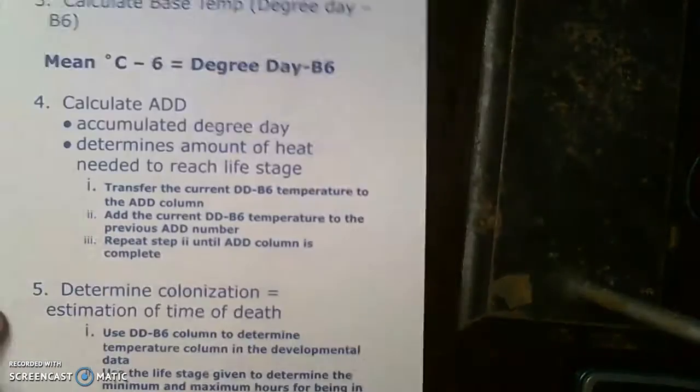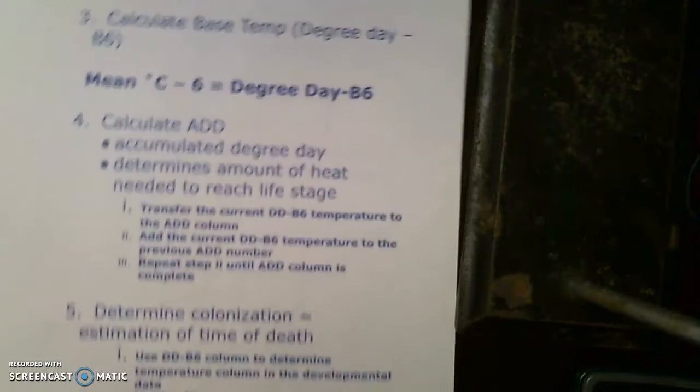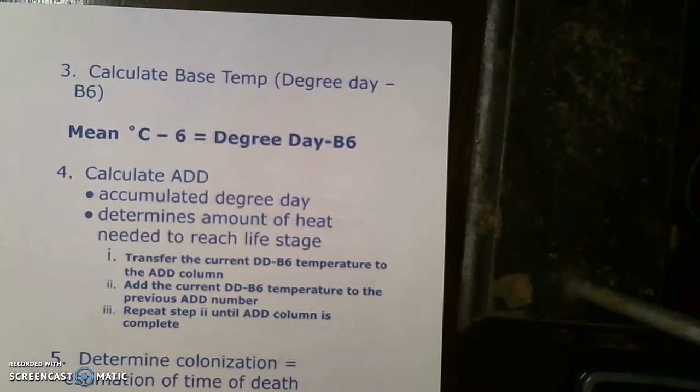The third step is to calculate the base temperature, degree day minus B6. Now remember, all insects are cold-blooded, so temperature plays a role in growth and development. The base temperature is what we consider the lowest temperature where metabolic processes can result in gain. So therefore, we have this equation: mean degrees Celsius minus 6, which is going to equal our degree day B6. The degree day is a way for us to measure insect growth and development in response to daily temperature.